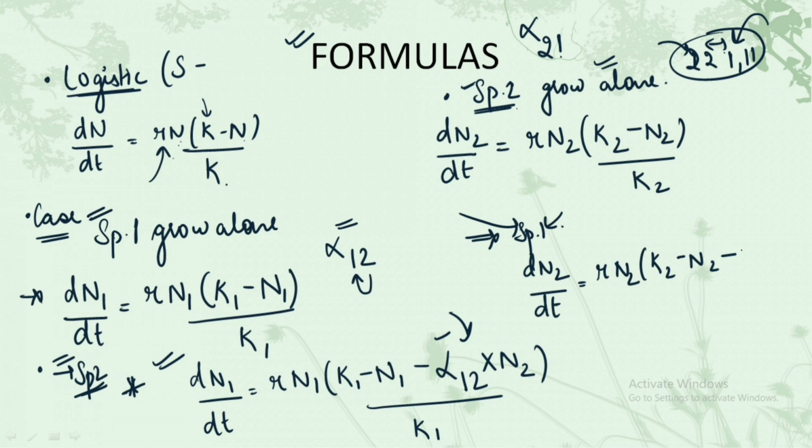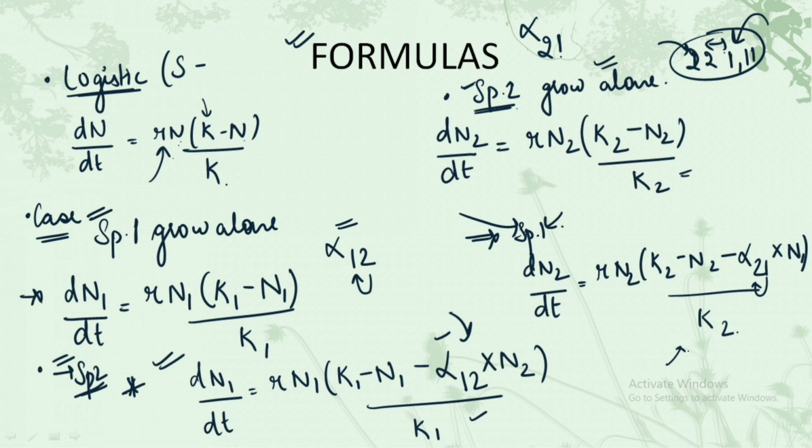So now we would be subtracting the competition coefficient of the first species over the second species multiplied by the number of organisms of the first species, as in the case we did here, and it would be divided by K2. And why K2? Because initially we took K2, that is, the second species was growing alone, hence after the change also we would be taking K2 itself. So these are the two formulas.